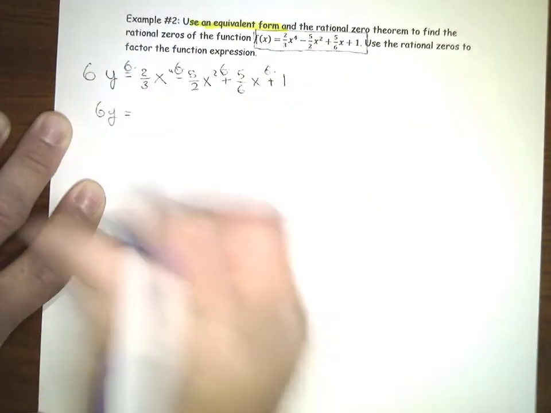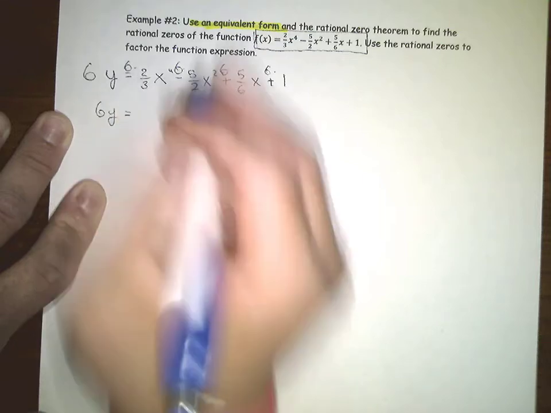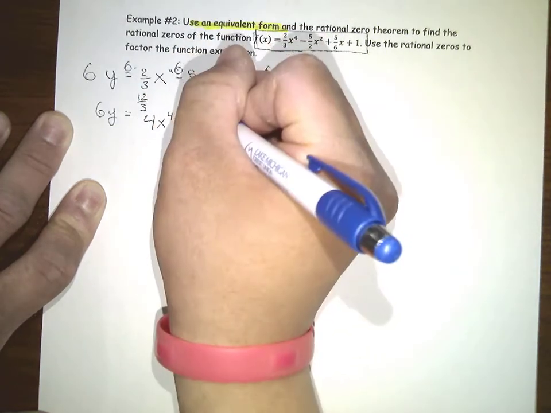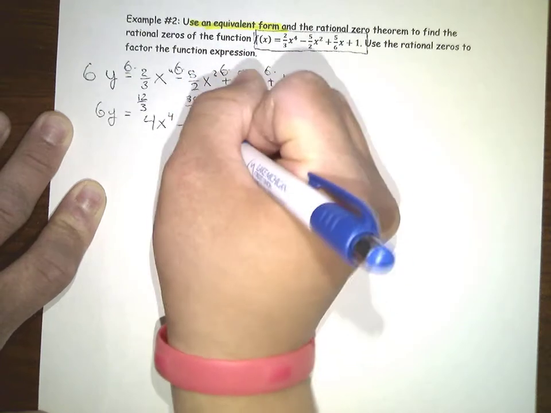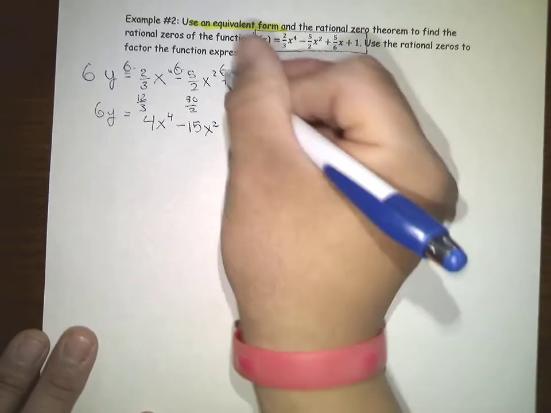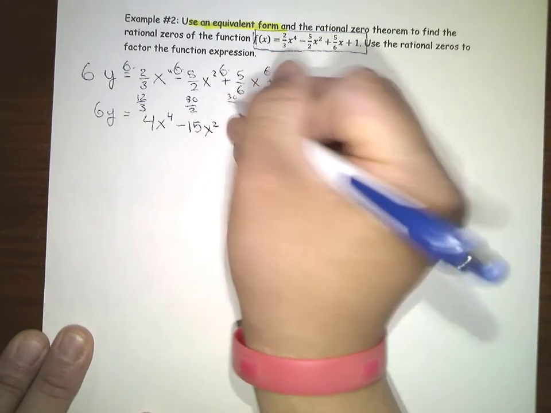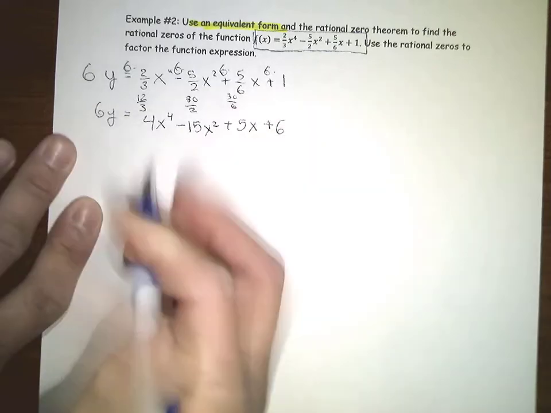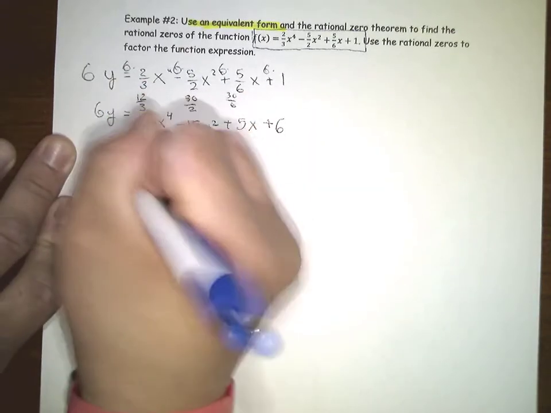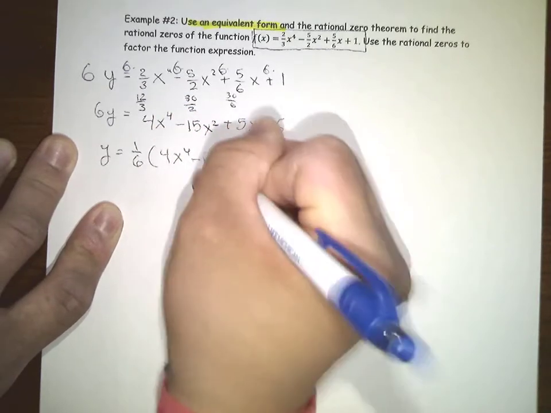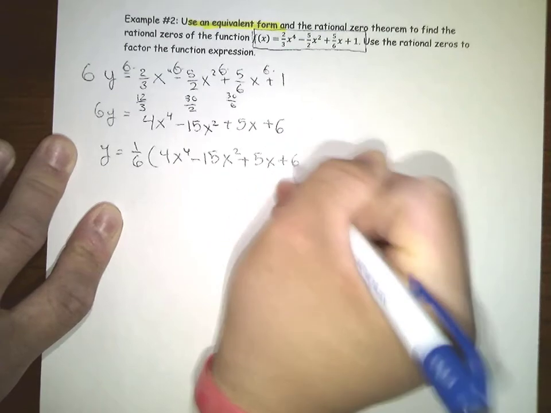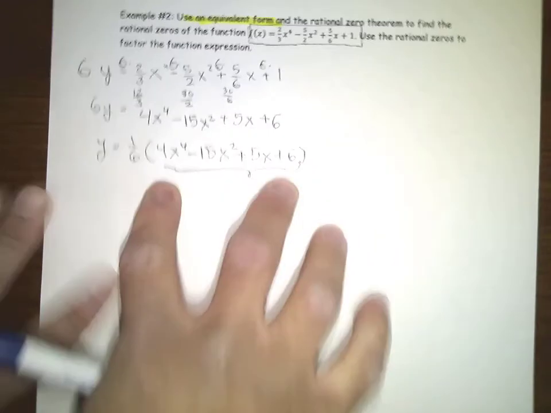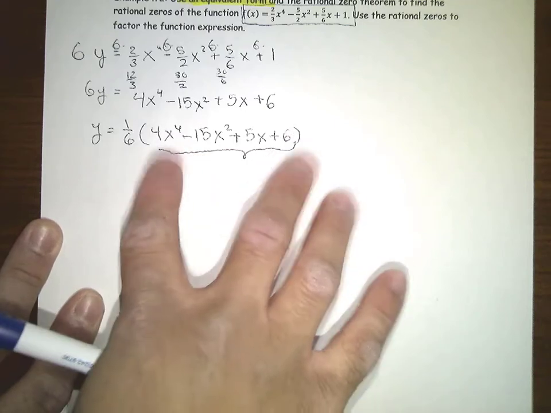So I have 6y is, all right, so 6 times 2 over 3 is 12 over 3. So I have 4x to the 4th. And then 6 times 5 over 2 is 30 over 2. So I have minus 15x squared. Then 6 times 5 over 6 is just 30 over 6, or 5. So I have 5x, and 6 times 1 is 6. Then I can divide by 6. So I have y is 1/6 times all of this here. All right, so now what I can do is actually just look at this expression without the 1/6 involved.